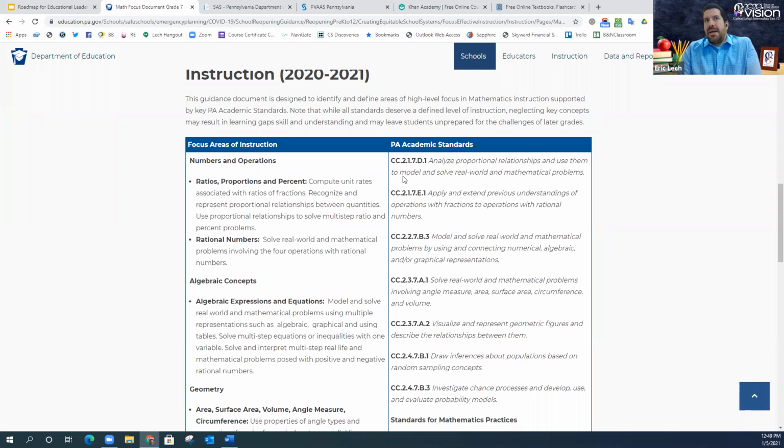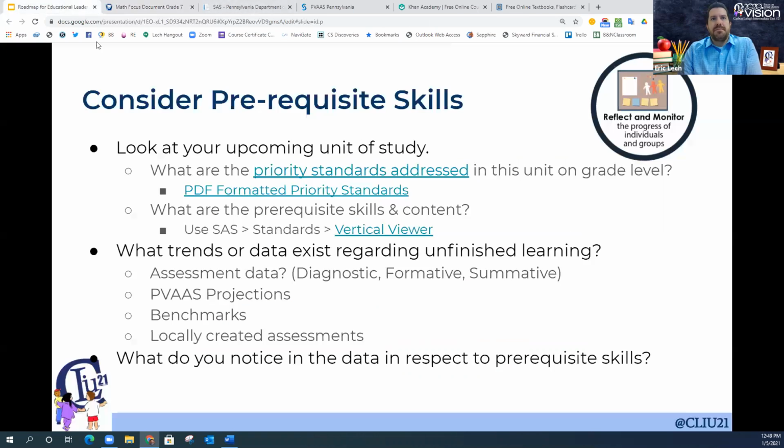As we work through today and as I provide examples, I'm going to use this math grade 7 example and specifically this very first standard around analyzing proportional relationships and using them to model and solve real-world and mathematical problems. So again, our first question is, what are the priority standards addressed in this unit that are on grade level? So as I consider that unit that's right in front of me, I might refer back to that focus document.